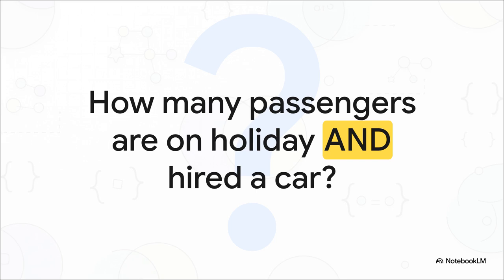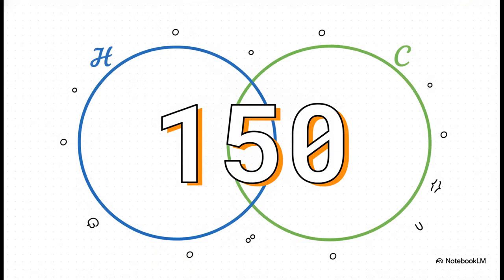We're looking for the intersection, that sweet spot right in the middle. And there's our answer, 150. You can see that number sitting right in the overlapping area of the two circles. That's the intersection of set H and set C. It's the group of people who are members of both sets.